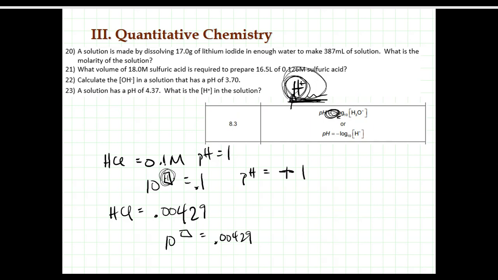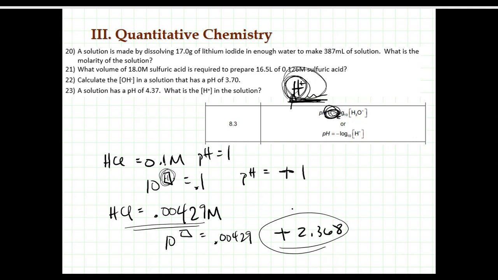The log of 0.00429 is going to give us negative 2.368. But because pH is the negative log, I want the positive 2.368. So this would be the pH of an acid with that concentration. So far, so good? So far, so good.